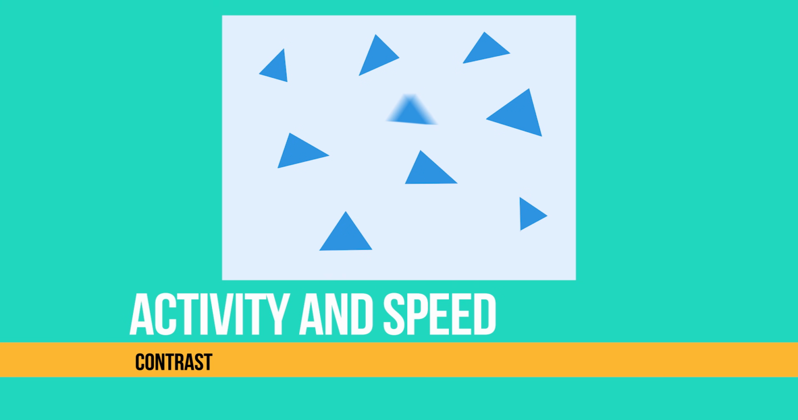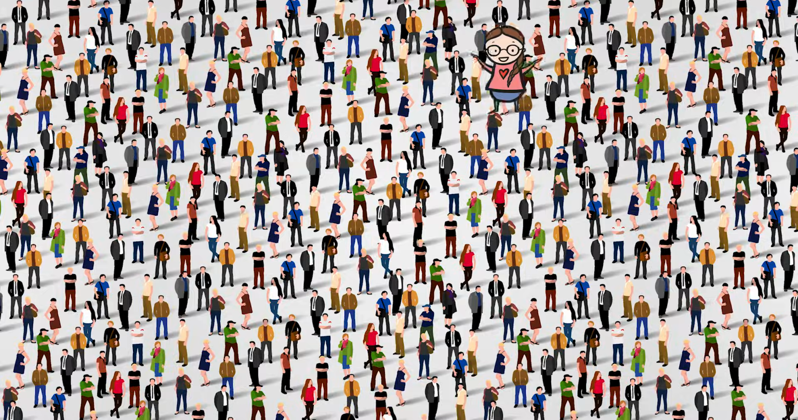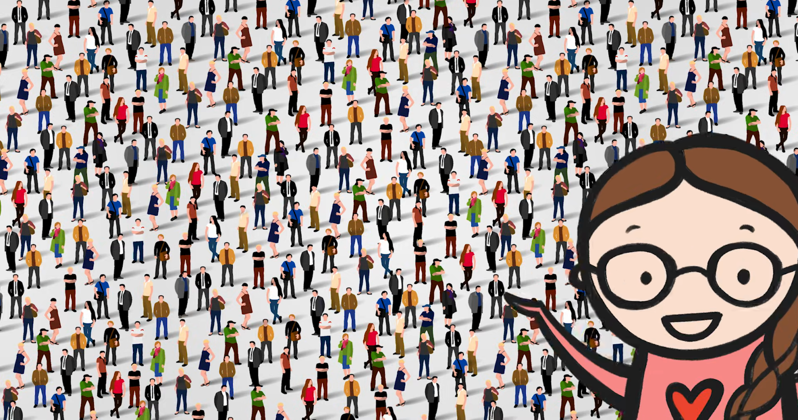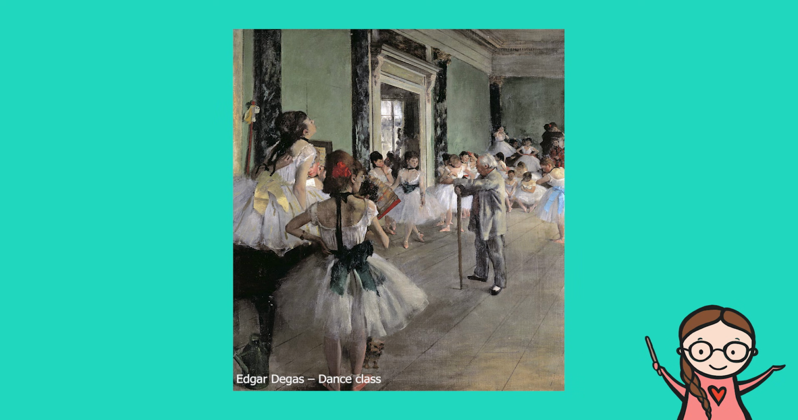Speed can also make a subject stand out. Someone running through a crowd, for instance, will definitely pull the attention of the viewer. Look at this painting by Degas. You immediately notice the man standing still because of his relatively stiff pose compared to the rehearsing ballerinas. There is contrast in activity here.